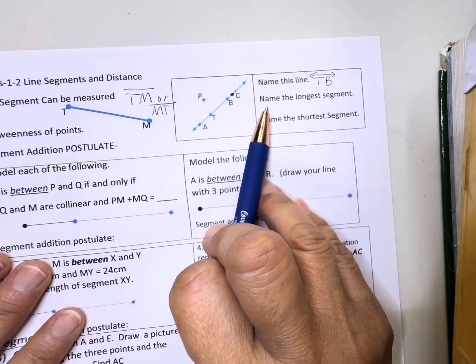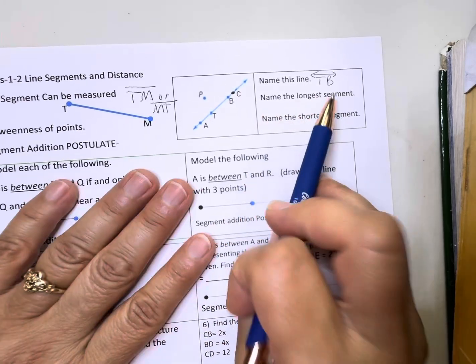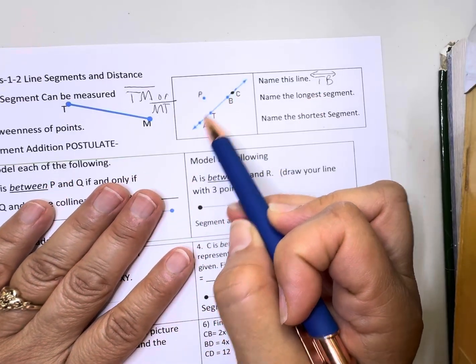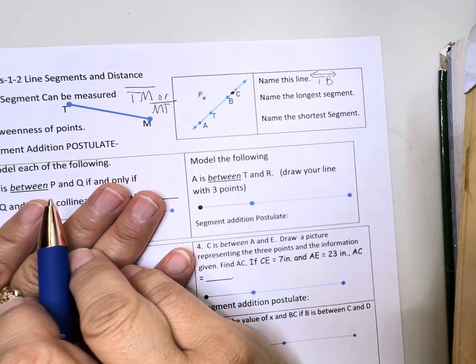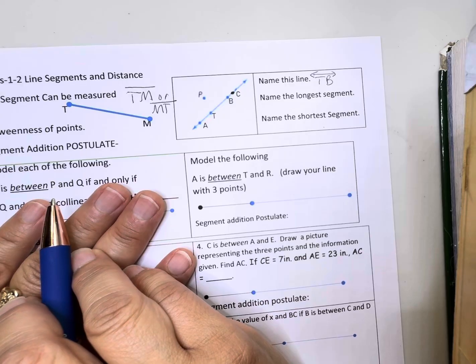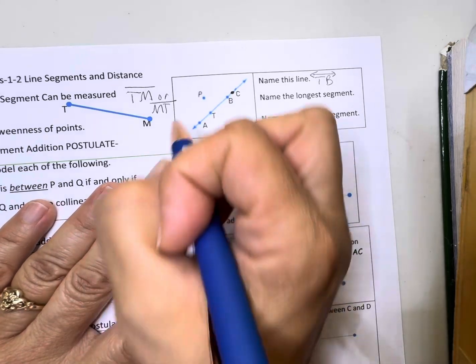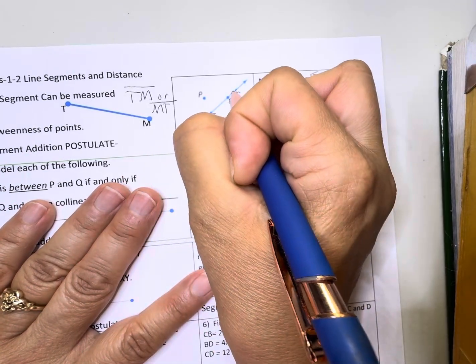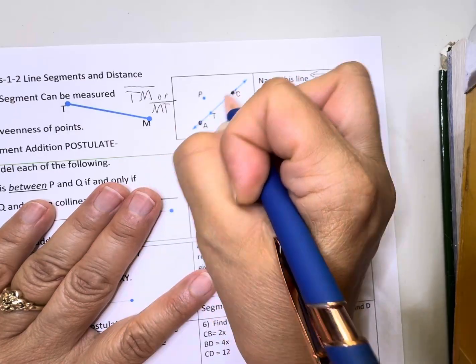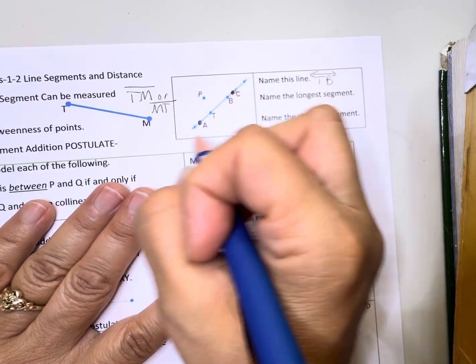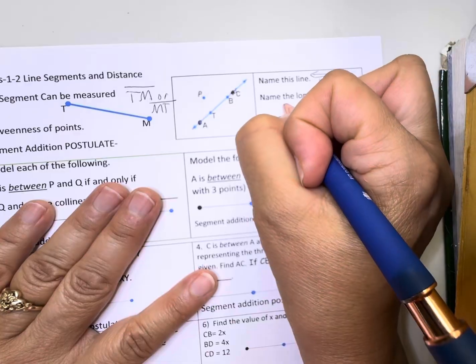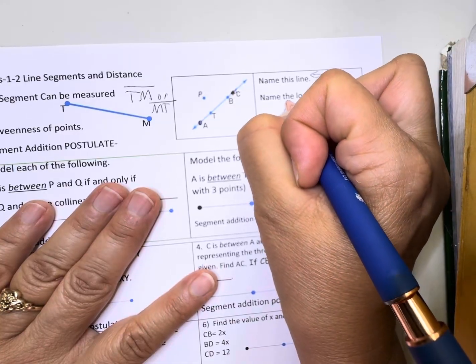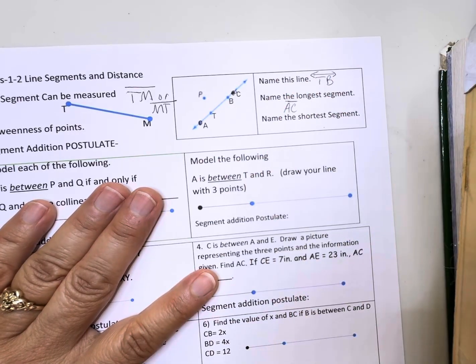Put it on pause and think about all the different points. Okay, the next question is name the longest segment. So in here, I can make segments. So what's my longest segment? Put it on pause and think about the longest segment, please. Okay, good. The longest segment is AC. So from point A to point C, that's the longest segment on this line. The symbol for a segment has no arrows like that.